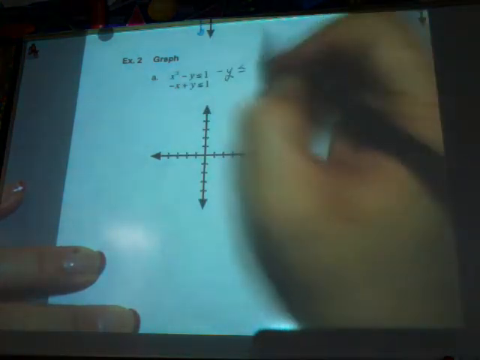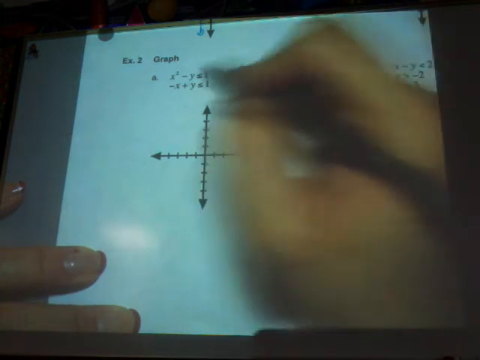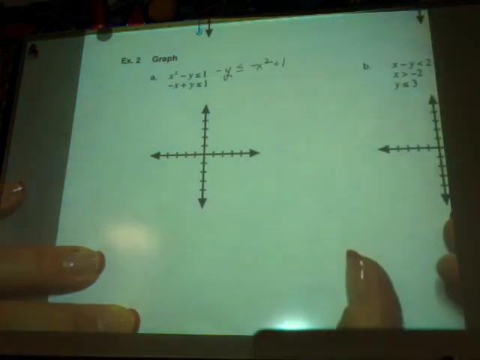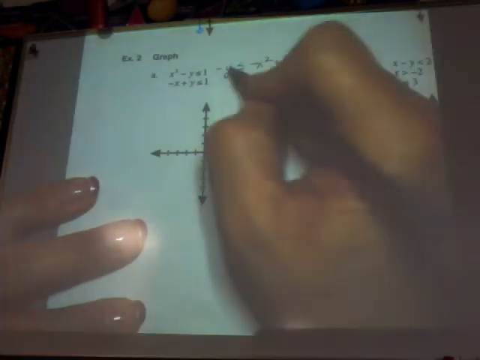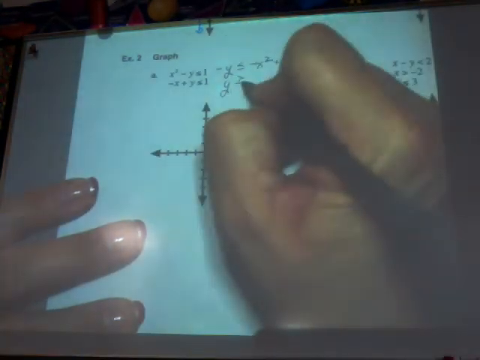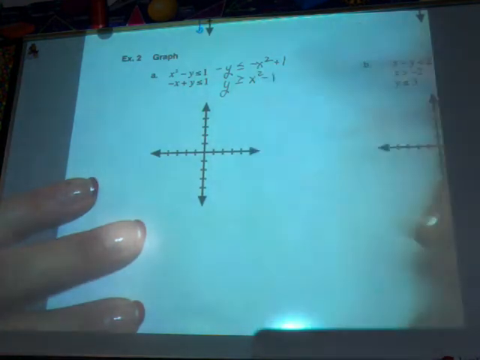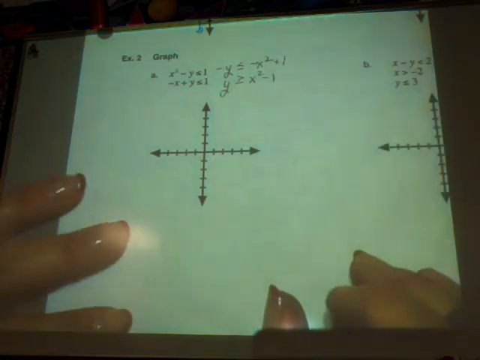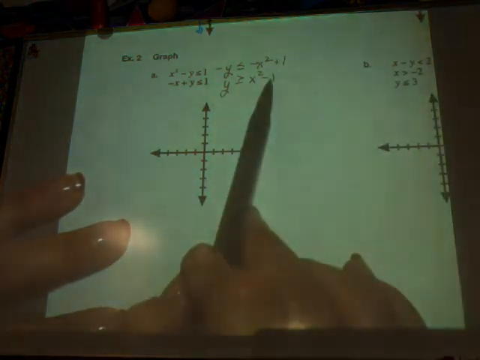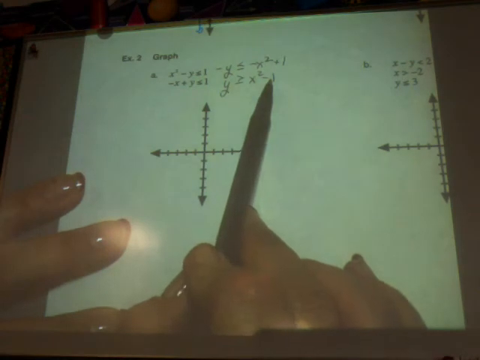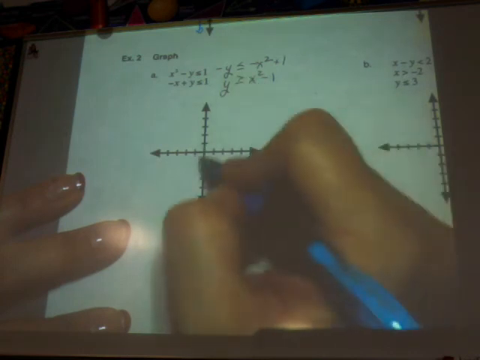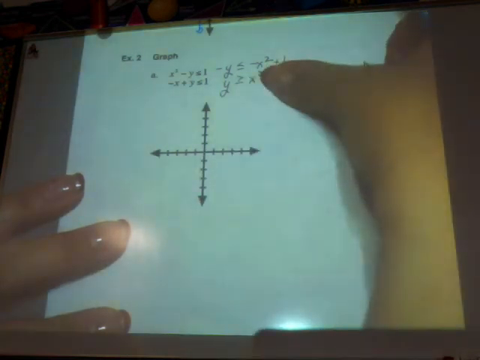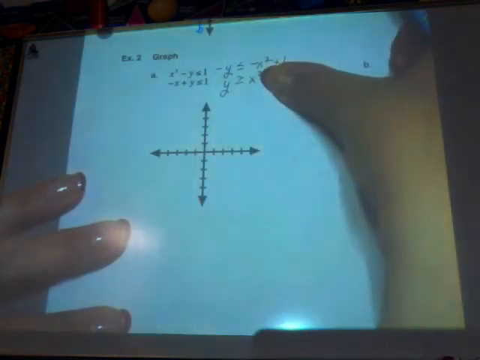So this becomes negative y less than or equal to, I'm going to subtract my x squared, and I have plus 1. When I divide by a negative 1, what happens to the inequality sign? It flips. So I get y is greater than or equal to x squared minus 1. Isn't this the y-intercept?